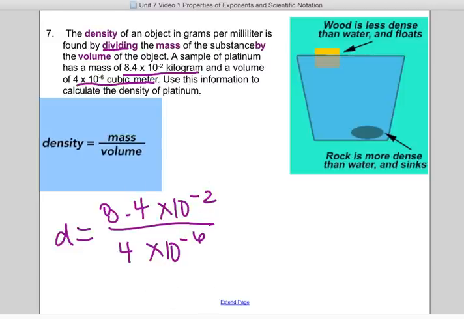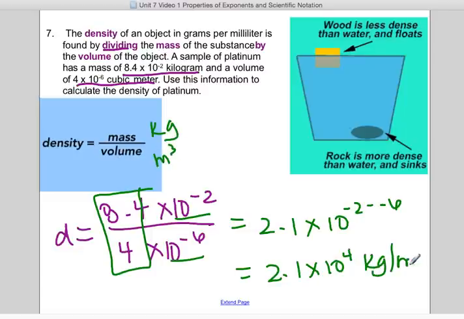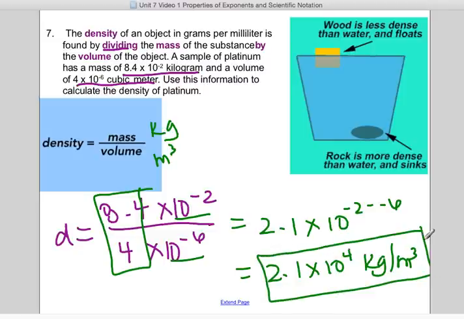So what we're going to do is simplify this, very similar to how we just did it. We have two numbers. What is 8.4 divided by 4? You can do that on your calculator, which gives you 2.1. Times 10 to the, I have these two. Bring the smaller, which is negative 6, to the larger and subtract. So we'd have negative 2 minus a negative 6, so it's really plus. So I have 2.1 times 10 to the negative 2 plus 6, which is 4. So my final answer is 2.1 times 10 to the fourth, and we are talking about density. Well, mass is in kilograms and volume is in cubic meters, so it's really kilograms per cubic meter. So there is my answer.